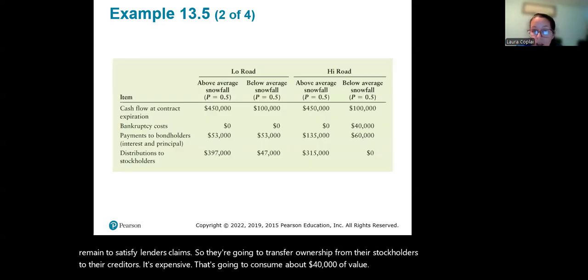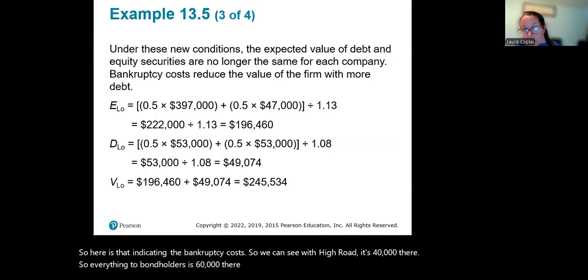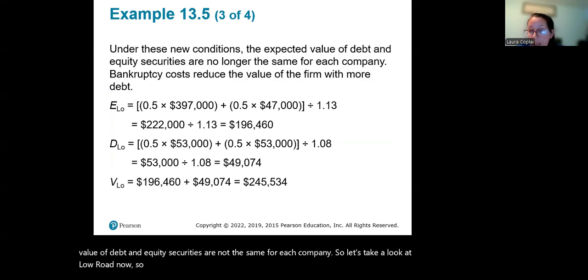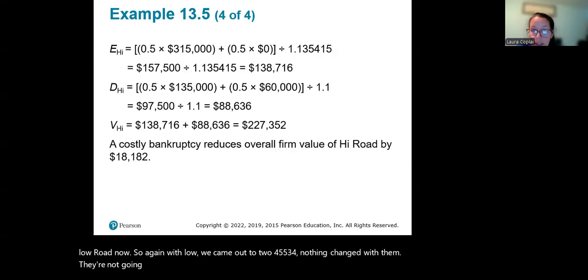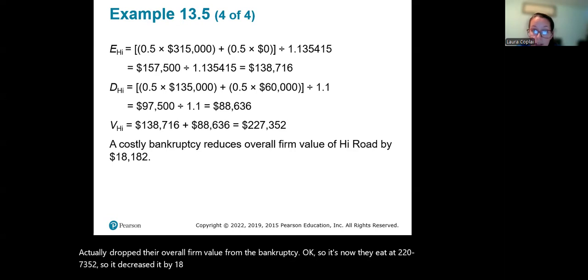So here is that indicating the bankruptcy costs. So we can see with High Road, it's $40,000 there. So everything to bondholders is $60,000 there. Okay. Under these new conditions, the expected value of debt and equity securities are not the same for each company. So let's take a look at Low Road now. So again, with Low, we came out to 245,534. Nothing changed with them. They're not going through bankruptcy. But High, on the other hand, their overall firm value actually dropped from the bankruptcy. Okay, so it's now valued at 227,352. So it decreased by $18,182.